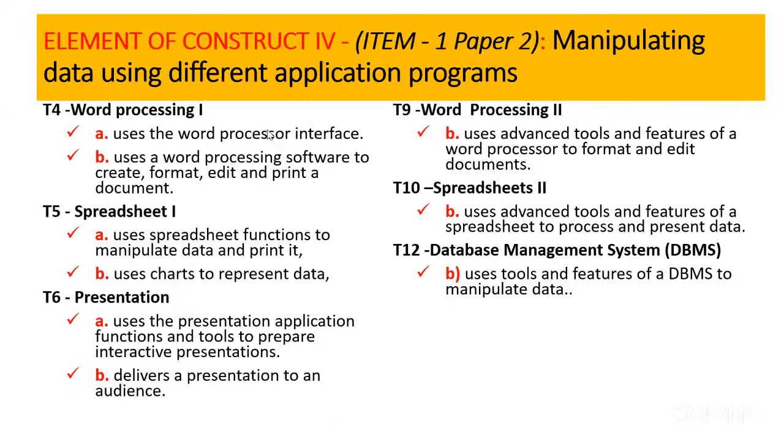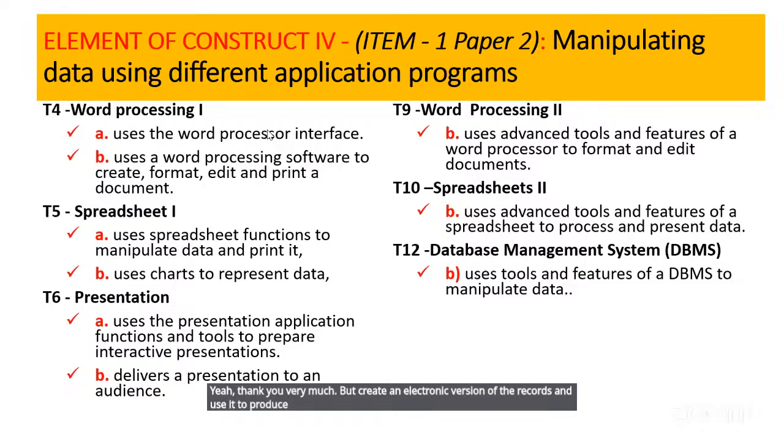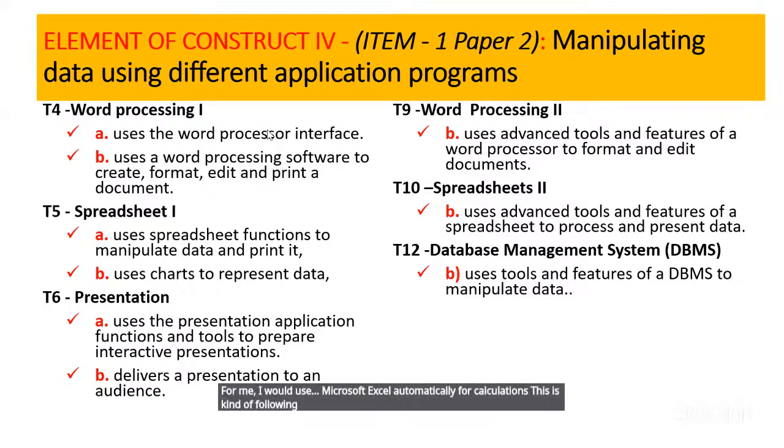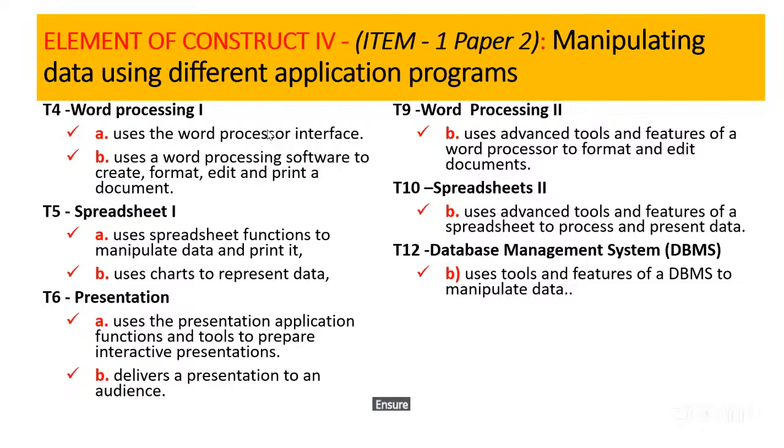Part A: create an electronic version of the records and use it to produce a visual summary of members, savings, and loan disbursements. For me, I would use Microsoft Excel for automatic calculations, specifically for loan balances. Then I would use Microsoft Word to give out reminders using mail merge.